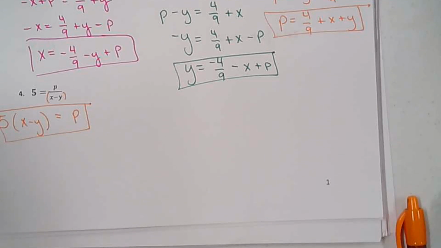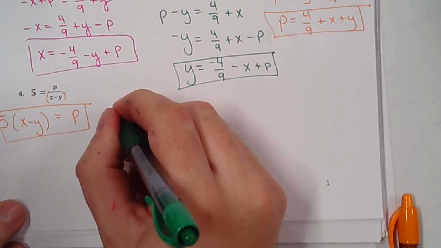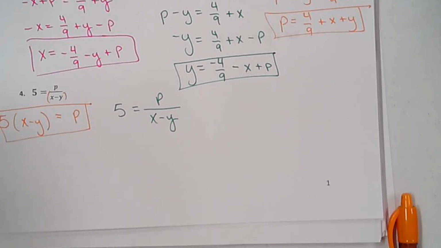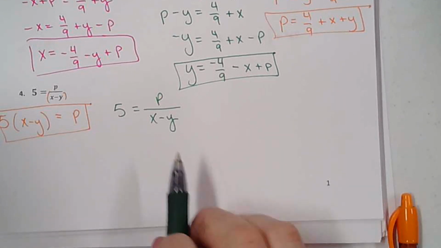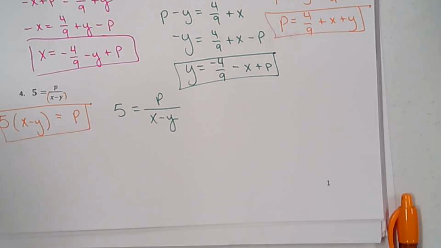Now, how do we get x and y on their own? This is where things get a little weird, okay? So let's get y on its own first. So 5 equals p over x minus y. Yikes. Okay. So what is bothering the y? Well, the x and the p is. So here's what we're going to do.